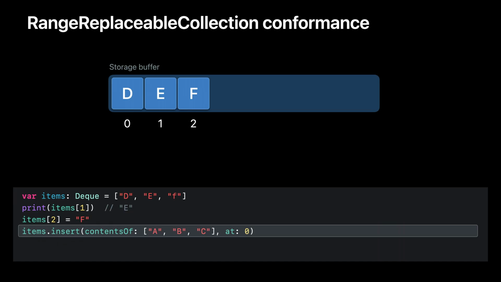Deck also implements the range replaceable collection protocol, so it provides all of the familiar operations for inserting, removing, or replacing subranges of elements. For example, we can insert a sequence at the front of our deck by calling the insertContentsOf method with an index of 0. How it executes this is where deck starts to differ from an array.